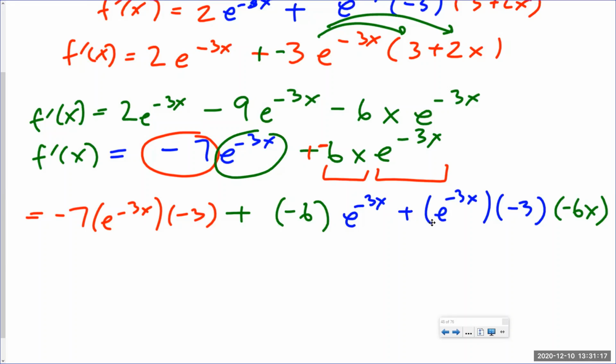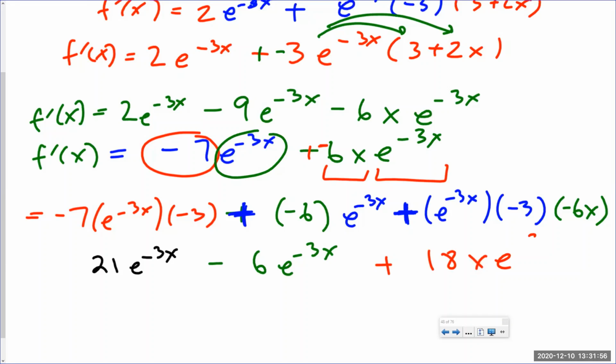Okay, and I'm basically done, but I need to simplify things. Now, remember, when you simplify, you can't cross these plus signs unless you have like terms, you're just adding them together. So this red part right here is just -7 times -3, so you get 21e to the -3x. This middle part here is -6 times positive, so it's really just -6e to the -3x. This last part here is -3 times -6, so that's going to be +18.